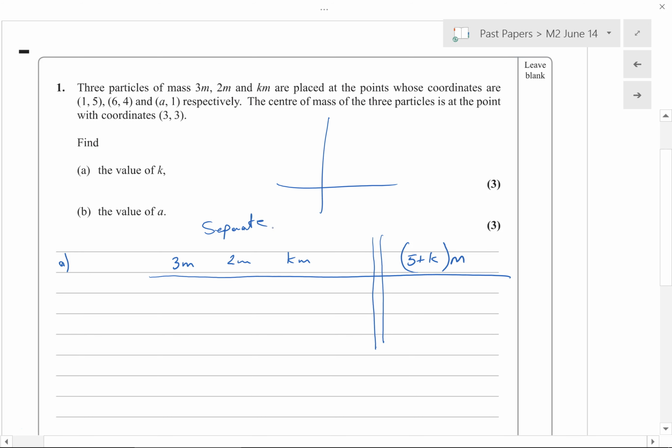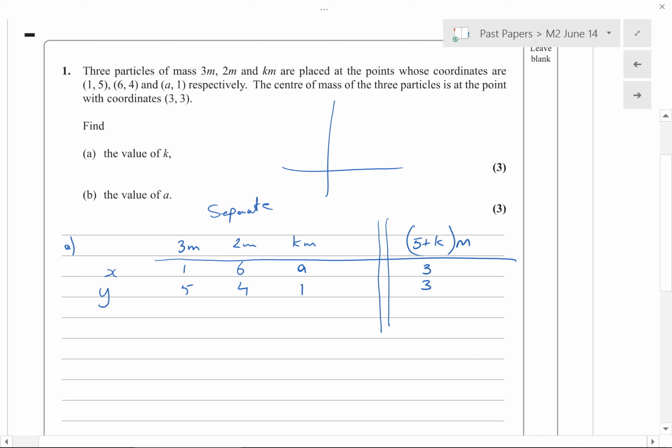Now what does it tell us? It gives us the coordinates of all of the points except the km one. The 3m, that's the x and y coordinate. The 3m is placed at (1, 5). The 2m is at (6, 4). The km is at some value (a, 1). And we know the composite mass has a centre of mass at (3, 3).